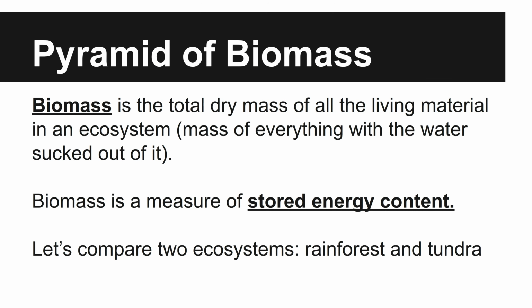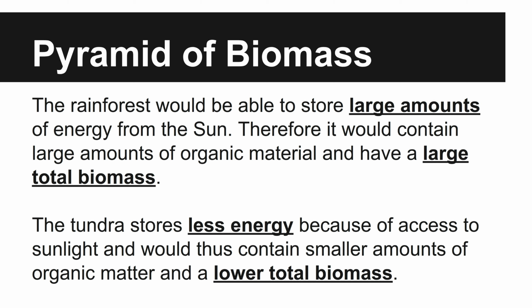Pyramid of biomass. Biomass is the total dry mass of all the living materials in an ecosystem. Basically, if we suck the water out of everything, what is the mass left over? So biomass is the measure of basically stored energy. If we take the water out of everything, we're just left with the energy, the protein, the carbohydrates, and so on. If we look at two different ecosystems and their pyramids of biomass, we have the rainforest and the tundra. The rainforest would be able to store a large amount of energy from the sun.